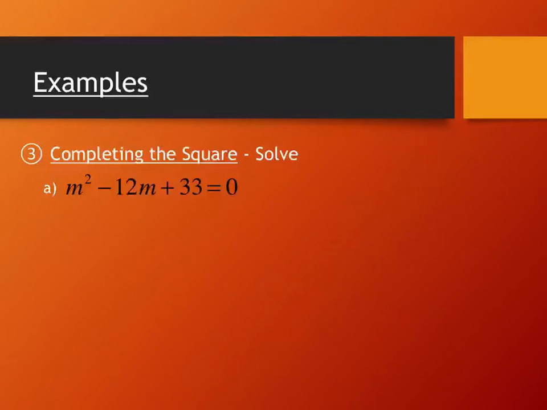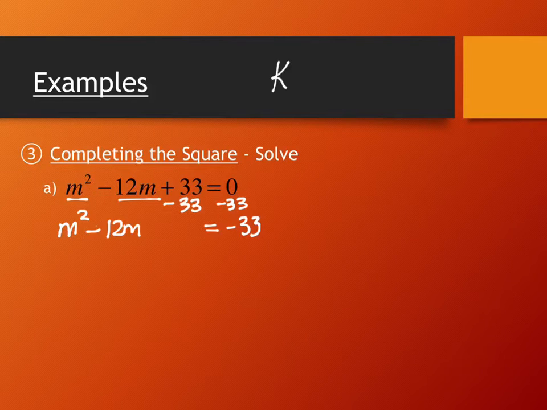So what we're going to do is keep the pieces that have the m's in them on the left, and we're going to move any constant to the right. But we're going to leave a space between. So right now this is what I have. I have m squared minus 12m, space, equals negative 33.